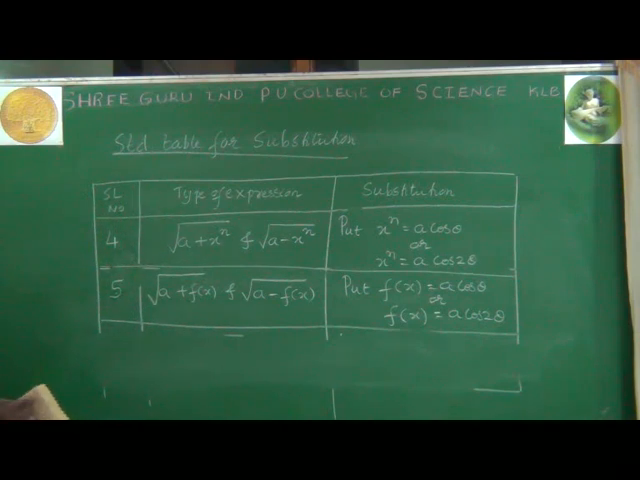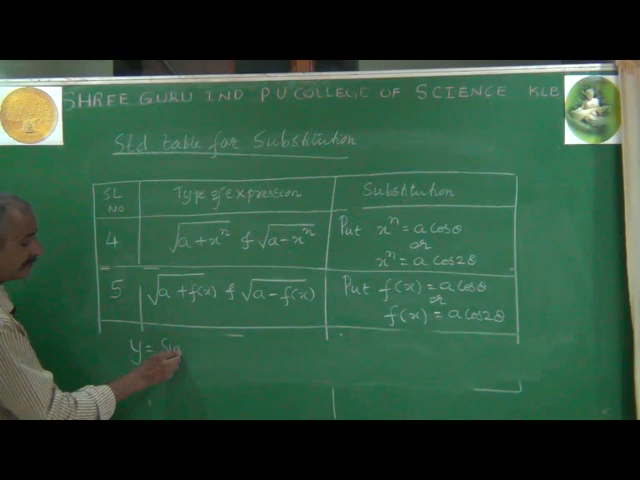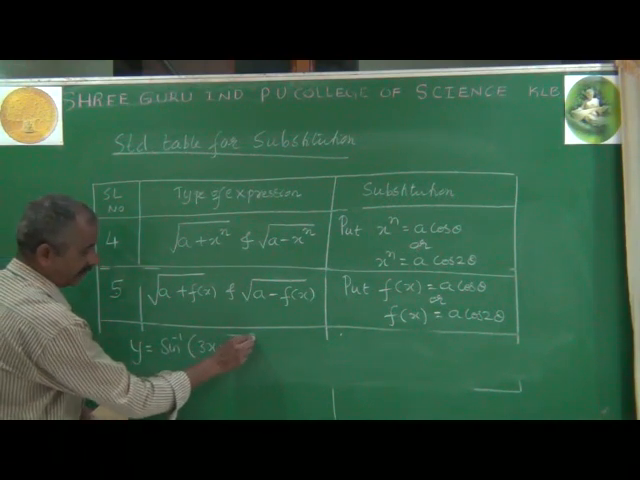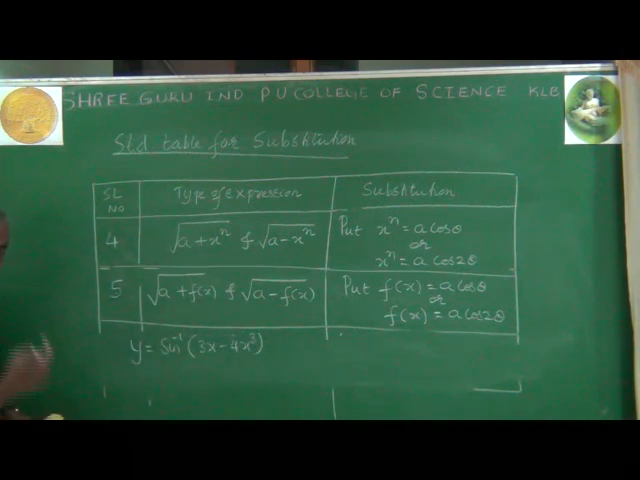Say for example, if you are given y equal to sine inverse of 3x minus 4x cube, and the question is to show that dy by dx is equal to 3 divided by root of 1 minus x square. Direct differentiation can be taken but becomes very complicated.